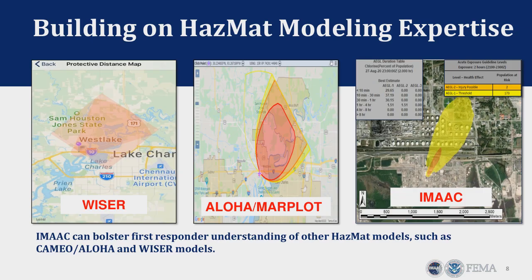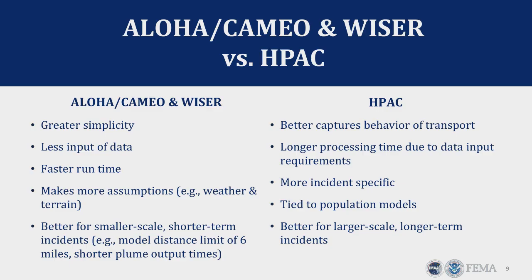Going on to slide 9. This is just kind of a rundown of what I'm talking about. So, ALOHA, CAMEO, WISER: greater simplicity. You don't have to know as much in terms of inputting data. They run instantly. They make a lot more assumptions about the weather and the terrain. And it is good for small scale, short-term stuff. So less than 6 miles, shorter output times, maybe an hour or something like that.